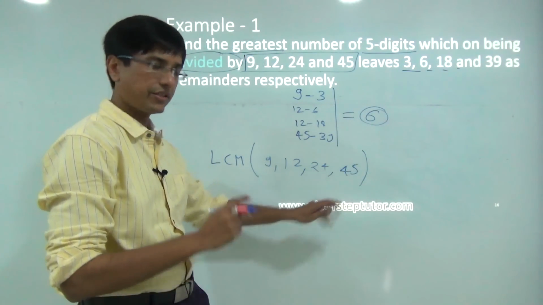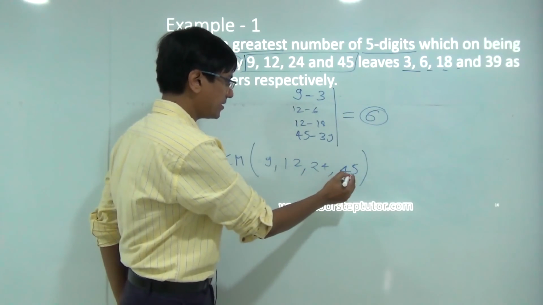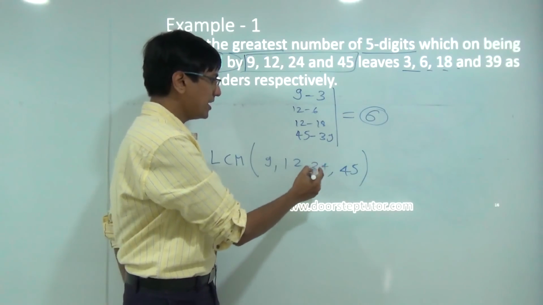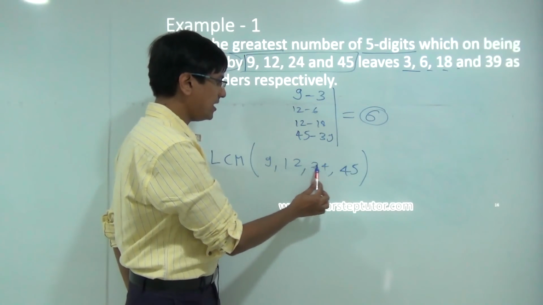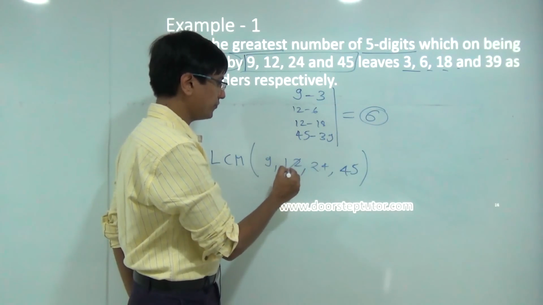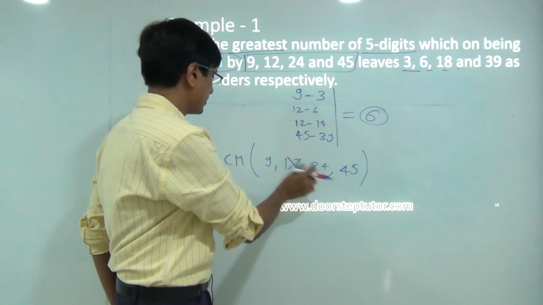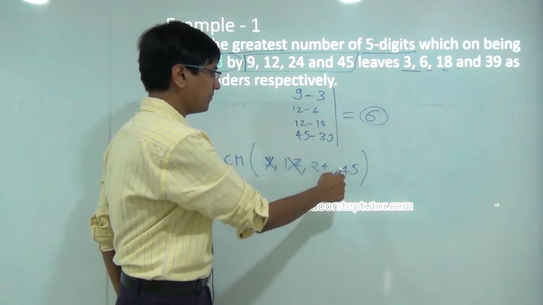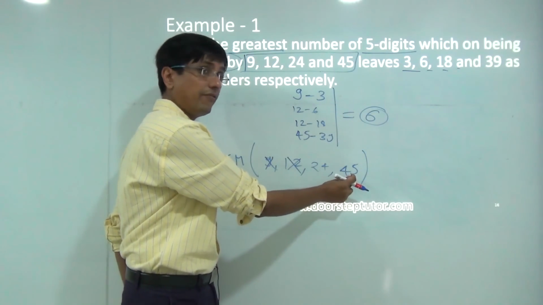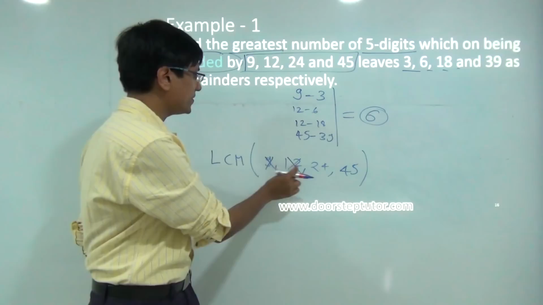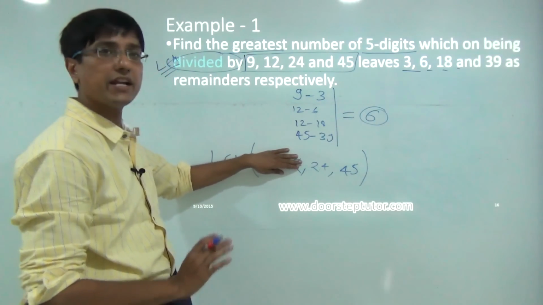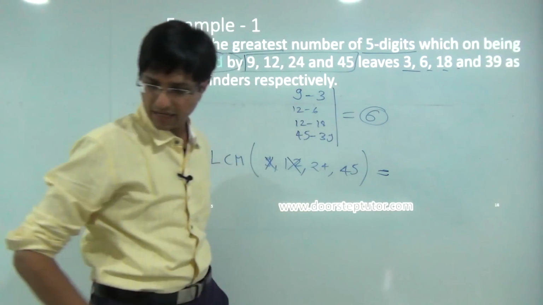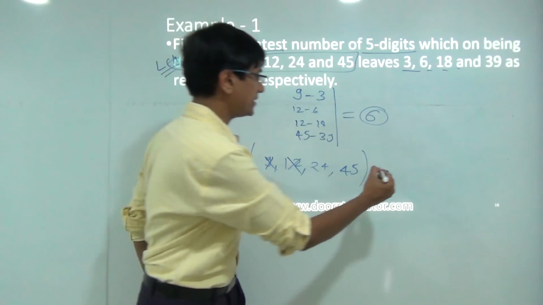Just to recap, we already discussed this: when you are asked to find the LCM of numbers, the first thing you should do is check. In this case 12 is a factor of 24, so we don't have to consider 12 at all. And 9 is a factor of 45. If I find the LCM of 24 and 45, it would automatically be divisible by 9 and 12. So I can completely ignore 9 and 12 in my calculations. I can simply find the LCM of 24 and 45, and that is nothing but 360.